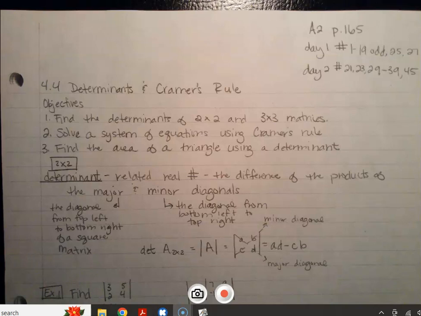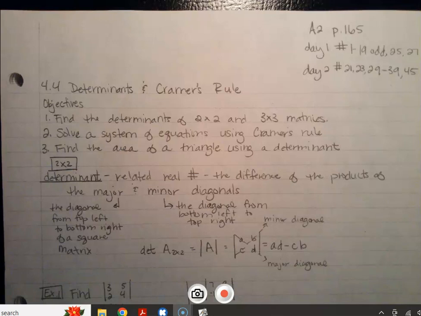So first of all, our objectives are to find the determinants of 2 by 2 and 3 by 3 matrices. We're going to do that today. Objective 2, we're going to solve a system of equations using Cramer's rule. We're going to start that today. And objective 3, we're going to say for tomorrow, finding the area of a triangle using a determinant. So some pretty cool uses. But that'll be tomorrow. And we'll work on solving some systems more tomorrow as well.